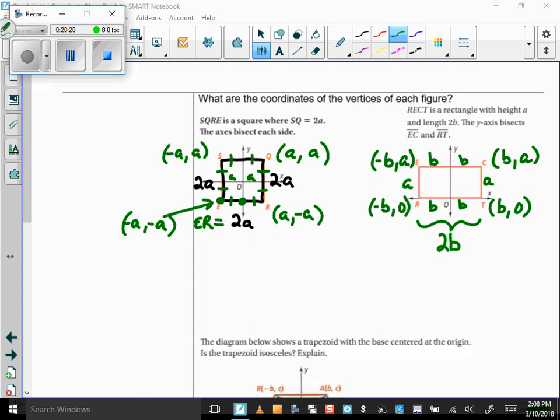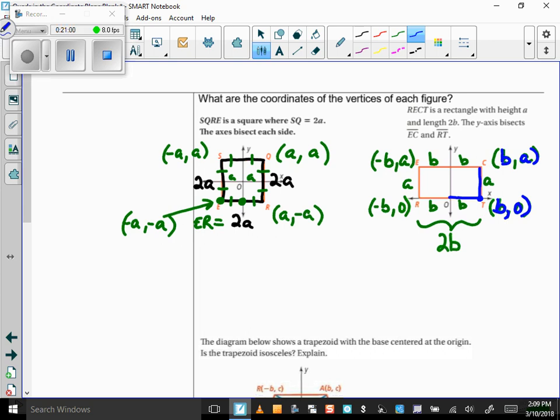Okay, you see what we did here? So the y-axis bisects the long sides, EC and RT. So since the total length of RT and EC is 2B units, then I know that when I bisect that, each part is B units. So therefore, to get over here to T from the origin, I only have to go B units. That's where that B comes from. And I don't go up and down, so that's how come it's (B, 0). All right, to get to C, I go over B units, and then I go up A units. That's where vertex C comes from.